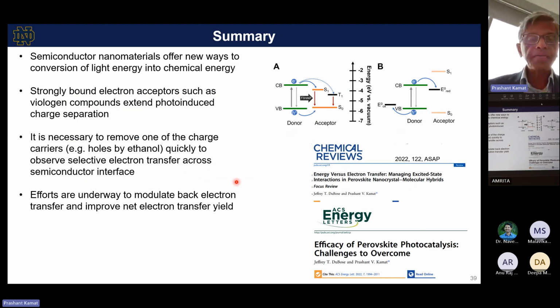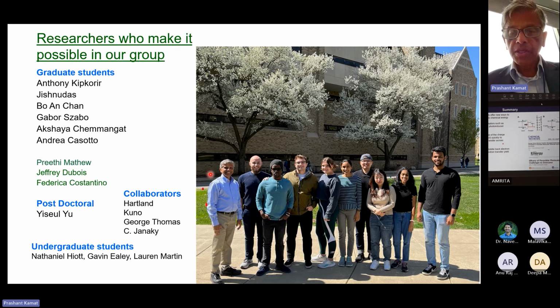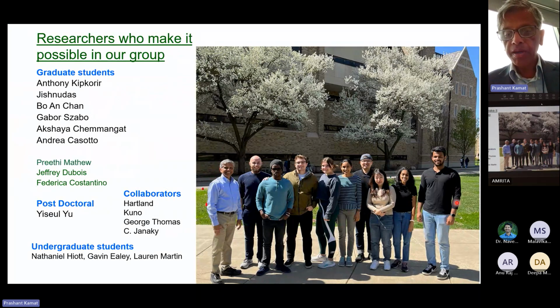I wanted to give a short glimpse of photocatalytic reactions and how they are being probed using transient absorption spectroscopy. And they are still very active research. People are using it to convert light energy into chemical energy, and there is a need to improve or control these various electron transfer paths, so as to maximize the yield. That's what the current students in our group are working on.